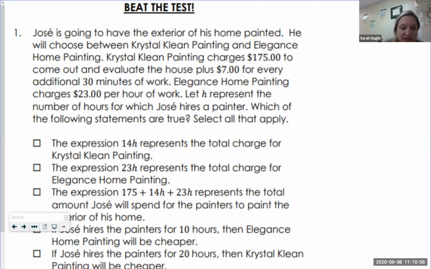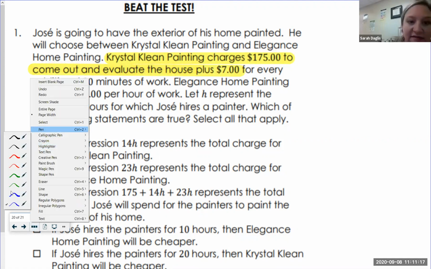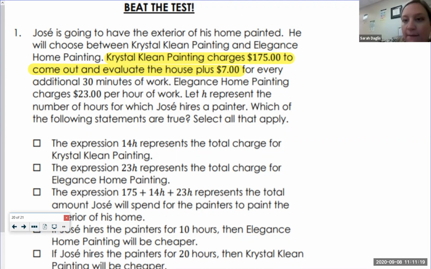The expression 14H represents the total charge for Crystal Clean Painting. Okay, so let's look at Crystal Clean Painting. This is the information we know about Crystal Clean Painting. So they charge $175 to come out to the house. So I have to pay $175.